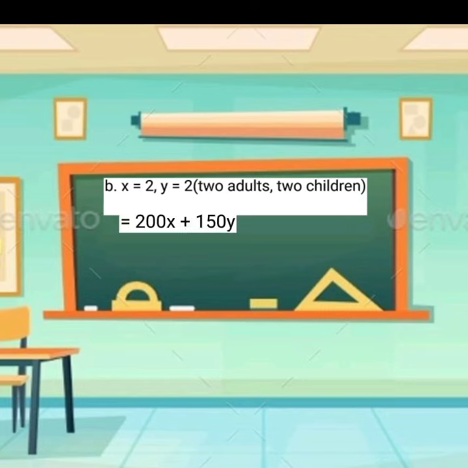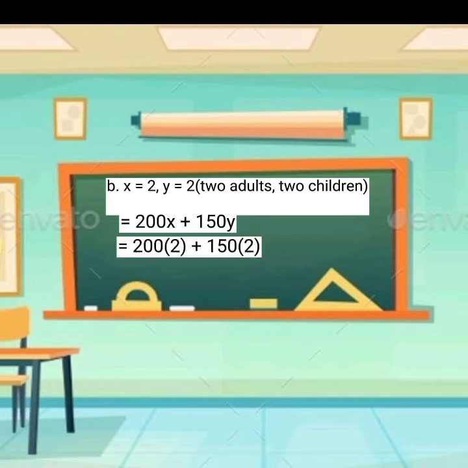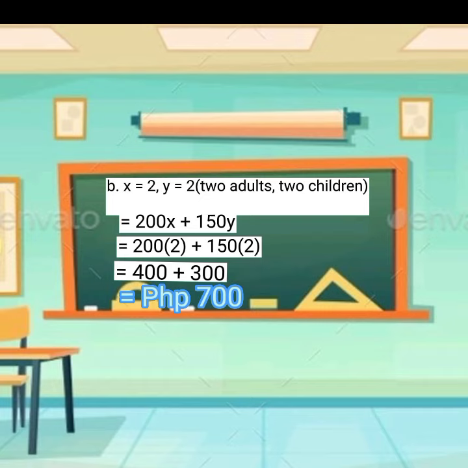Again, using the expression 200x plus 150y, we just simply substitute the value of x and the value of y. So we have here 200 multiplied by 2 plus 150 multiplied by 2. When we multiply 200 by 2, it will give us 400, plus 150 multiplied by 2 will give us 300. And then proceed to addition. 400 plus 300 will give us 700 pesos. Therefore, the amount of tickets for 2 adults and 2 children will cost 700 pesos.